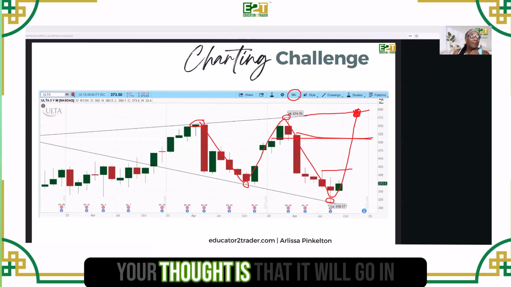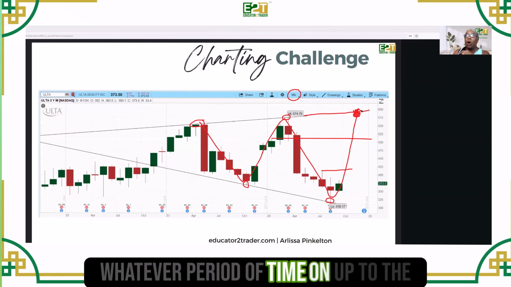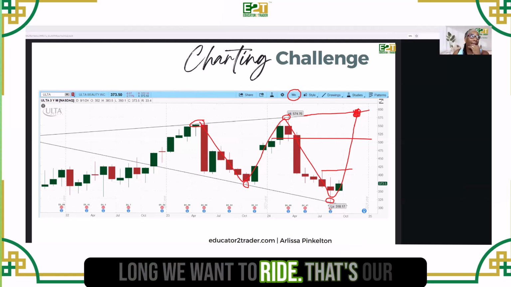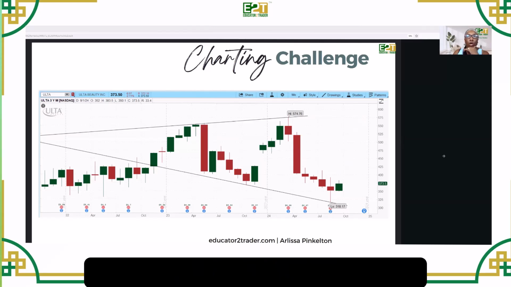But your thought is that it will go, in whatever period of time, on up to the top of this formation. Okay, just how long we want to ride. That's our broadening formation on the higher time frame of Ulta.